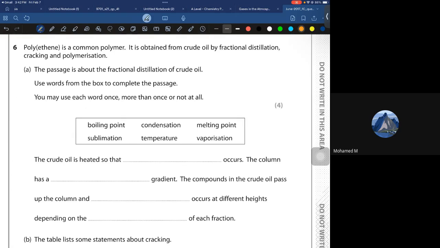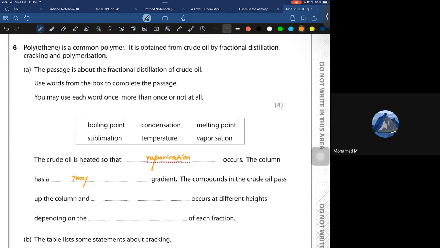Okay. Polyethylene is a common polymer. It is obtained from crude oil by fractional distillation, cracking, and polymerization. The passage is about the fractional distillation of crude oil. Use words from the box to complete the passage. You may use each word once. The crude oil is heated so that vaporization occurs. The column has a temperature gradient.